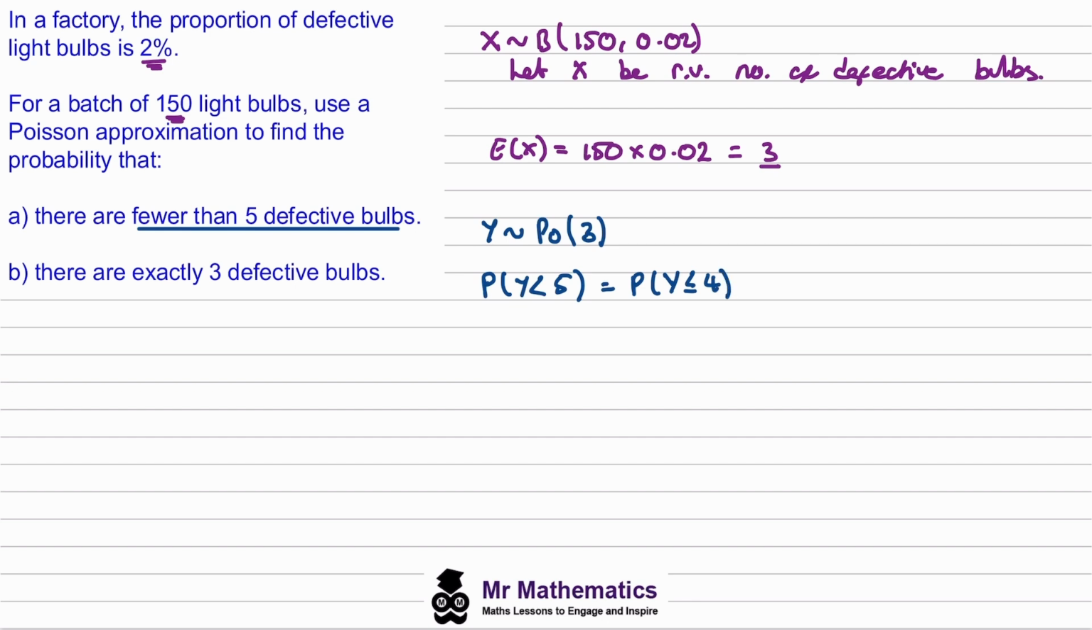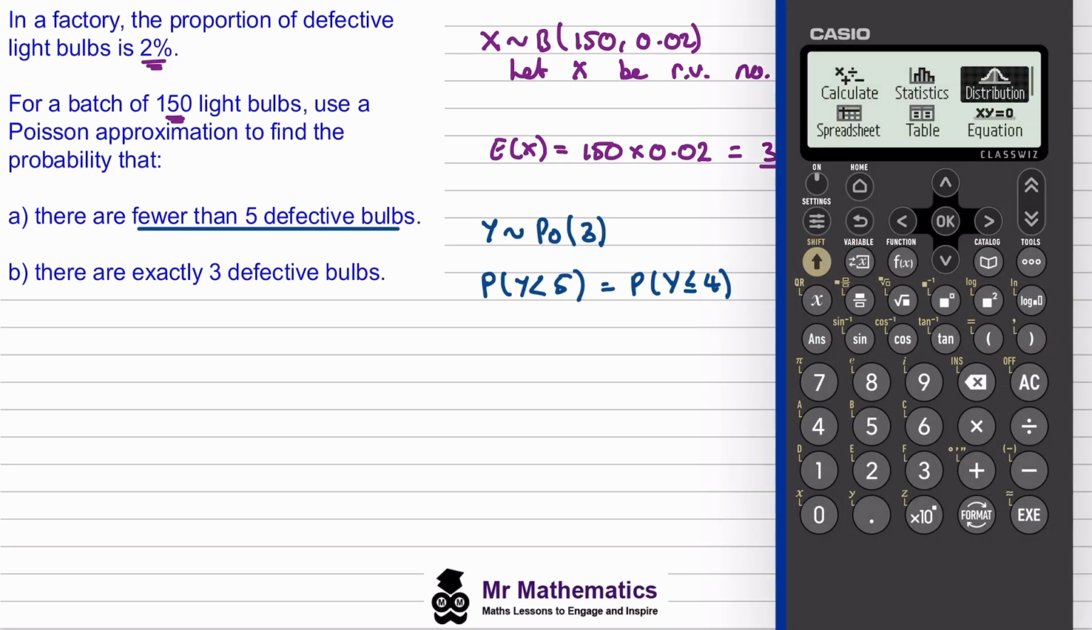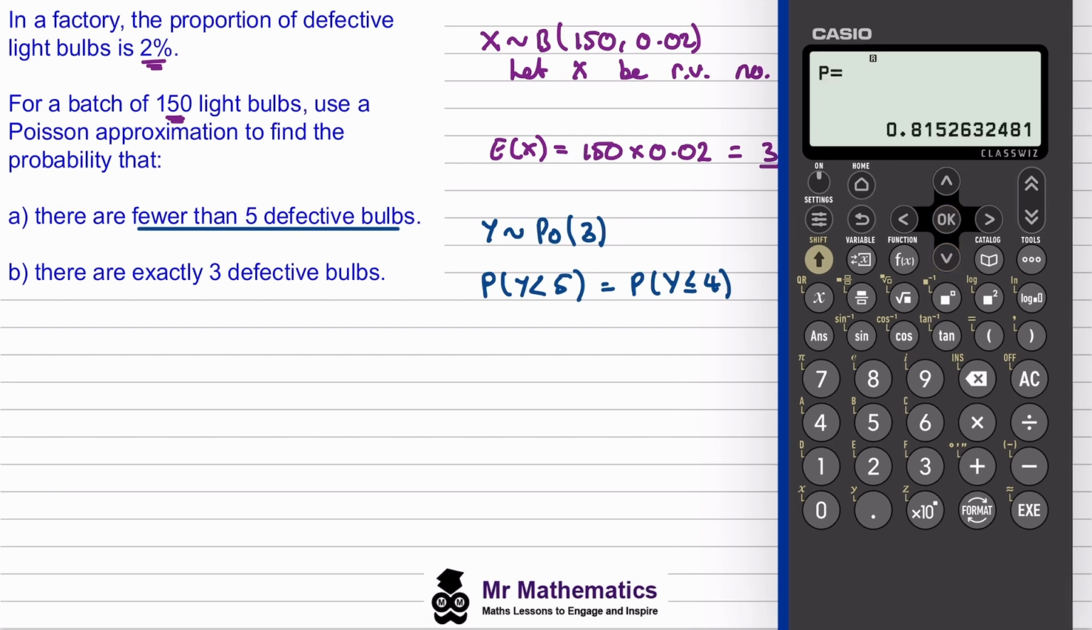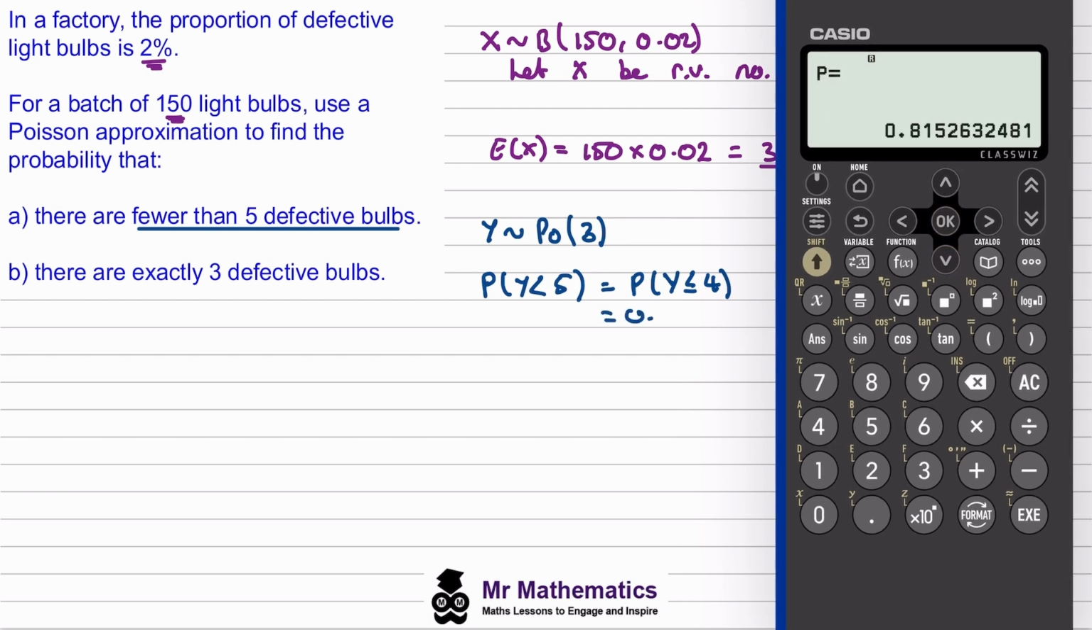So if we go to our calculators, we'll choose distribution. We want Poisson CD. We'll choose variable. Our variable is 4, and our lambda is 3. We'll execute that, and we get 0.8153 to 4 decimal places.